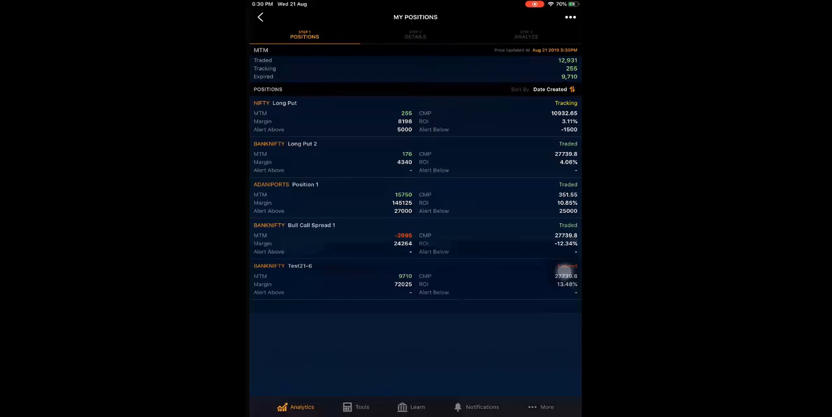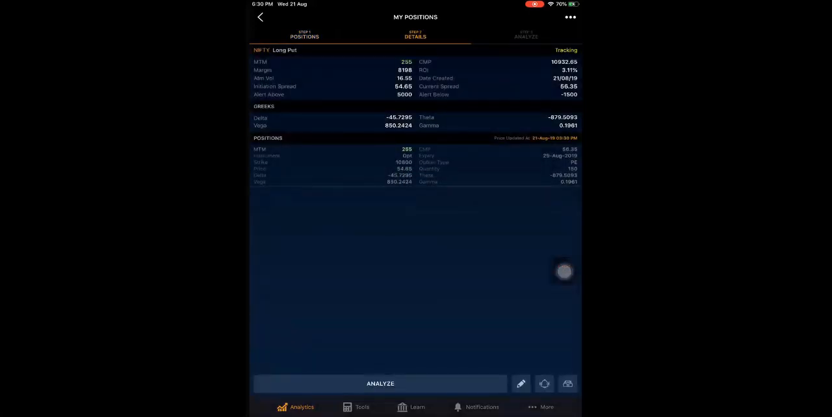So I have a Nifty long, and here comes the complete structure. So you have your strategy with the name, you have the MTM, margin, because we are just buying an option, the complete premium is your margin. What is the ROI, and alert above, alert below. Your Greeks, the positional Greeks, come into the picture, which is very, very important. As you go more into the two-leg strategy, these Greeks are main.